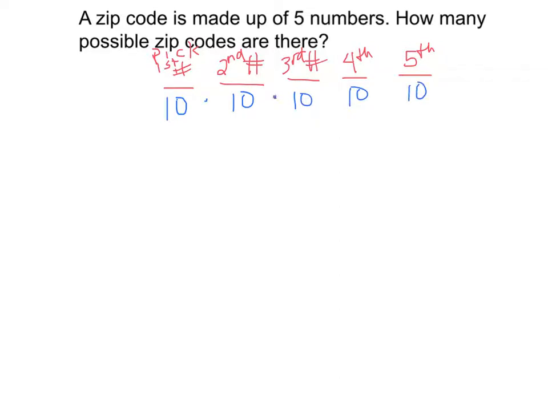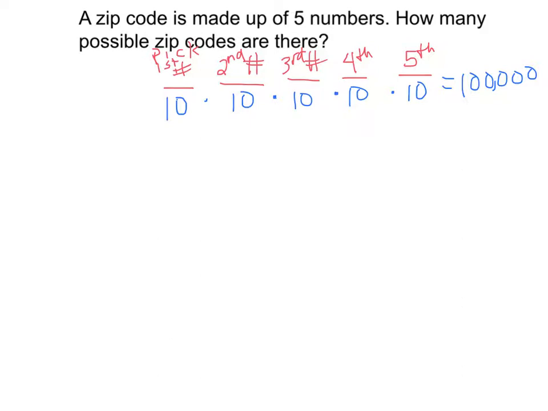And remember that when you have your tasks, you always multiply the numbers in between them, which leaves me with 10 times 10 times 10 times 10 times 10, 100,000 different possibilities. Now this works nicely, and it works again because of the fact that there are no restrictions on the numbers that we put in our zip codes.